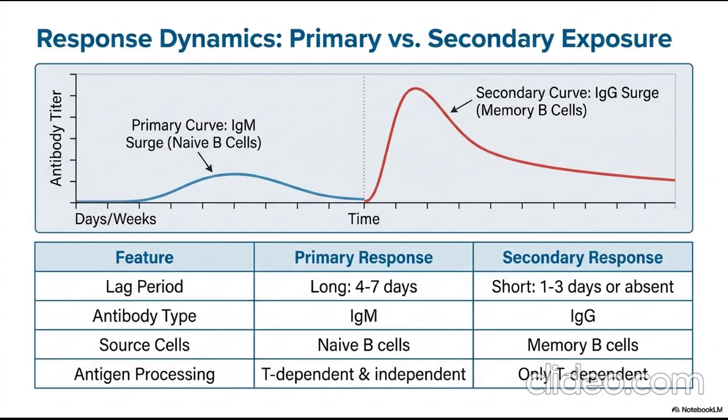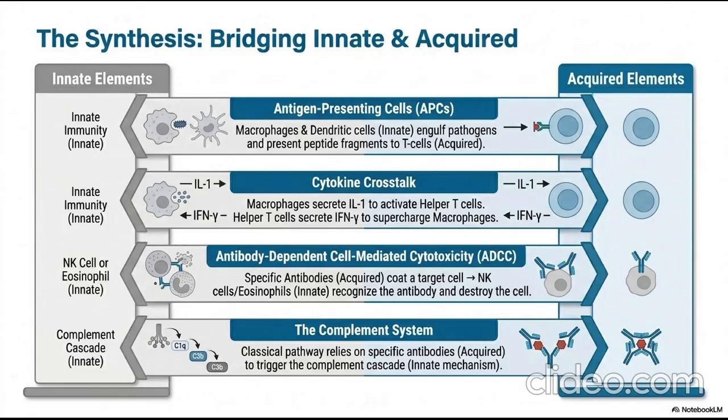Slide 8. Response dynamics, primary versus secondary. Primary response follows initial exposure with a long lag period, 4 to 7 days. It is characterized by an IgM surge from naive B cells and involves both T-dependent and independent processing. Secondary response follows subsequent exposure with a short lag, 1 to 3 days. You see a massive IgG surge from memory B cells, and it is strictly T-dependent.